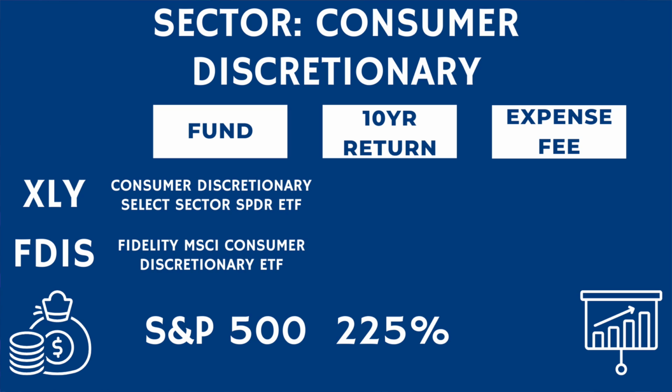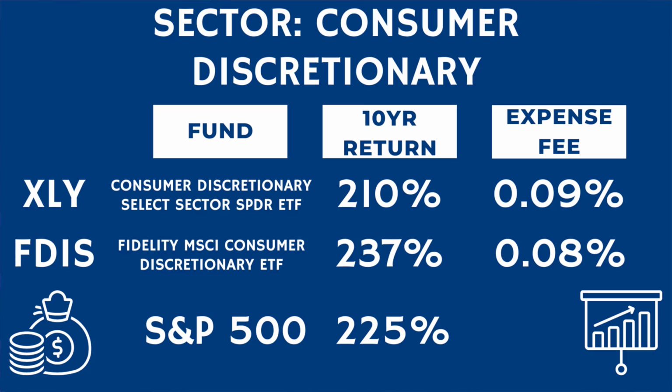When it comes to the consumer discretionary sector, we're going to highlight two separate ETFs, one being XLY, which is the Consumer Discretionary Select Sector Spider ETF, the other being FDIS, which is the Fidelity MSCI Consumer Discretionary ETF. Let's first look at the performance of the S&P 500 so we can have something to compare to. Over the past 10 years, the S&P 500 has a total return of 225%. XLY over the past 10 years has returned 210%, with FDIS returning 237%, outperforming its competitor and the S&P 500 at the same time.